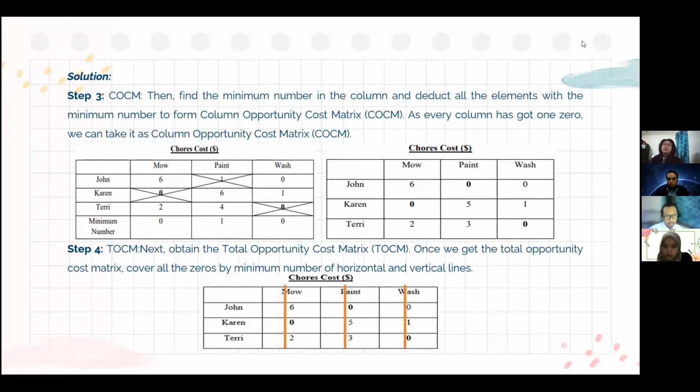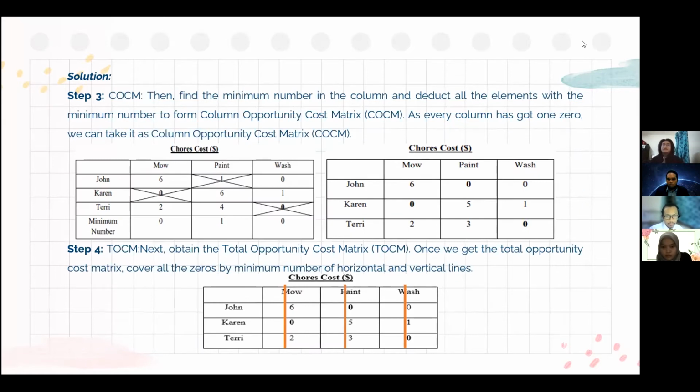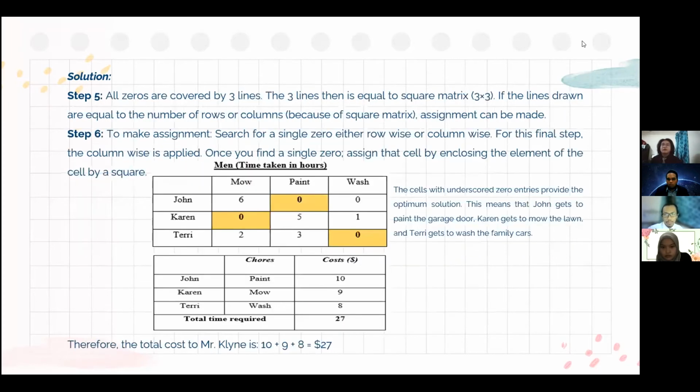Once we get the total opportunity cost matrix, we can cover all the 0s by a minimum number of horizontal or vertical lines. So as you can see, this assignment problem is a very simple assignment. We can easily cover all with three lines, and the three lines are already equal to the square matrix 3 times 3. So if the lines drawn are equal to the rows or columns, which is a square matrix, the final assignment can be made.